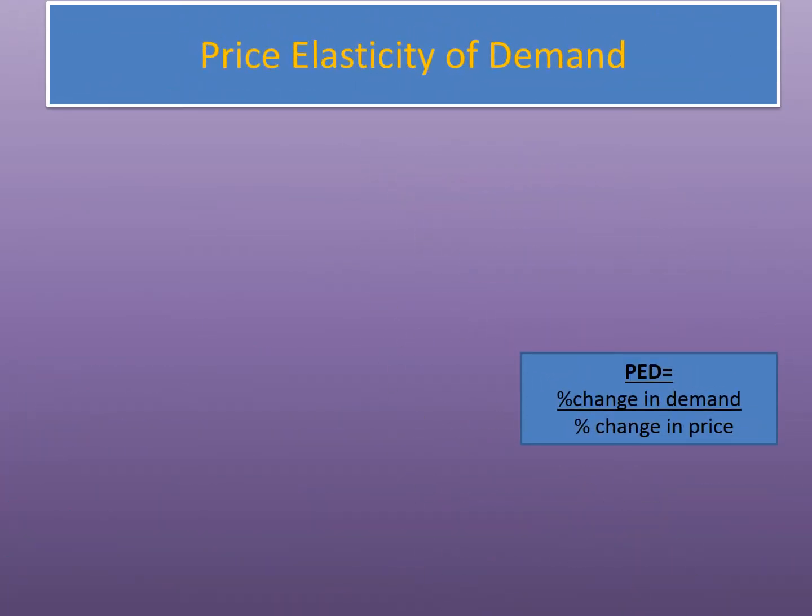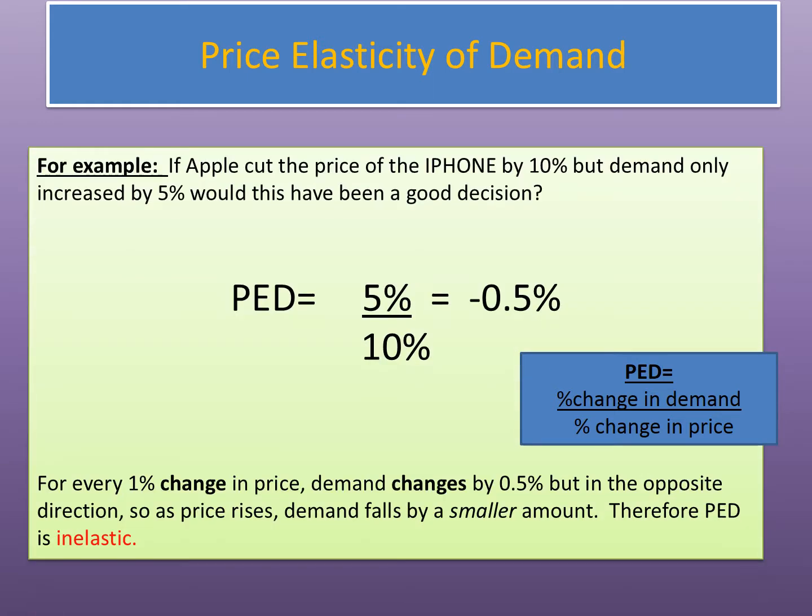Right, so price elasticity of demand. So we've already said that it's percentage change in demand divided by percentage change in price. So here's an example. So if Apple cut the price of the iPhone by 10%, but demand only increased by 5%, would this actually have been a good decision? Right, so PED, 5% divided by 10% equals minus 0.5%. Right?